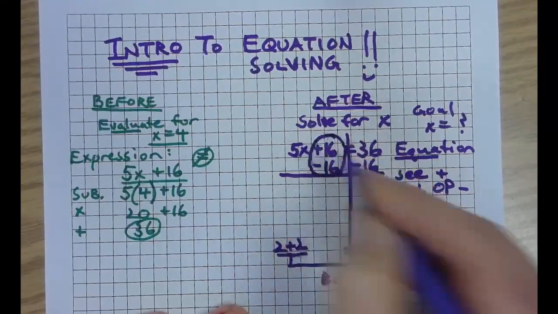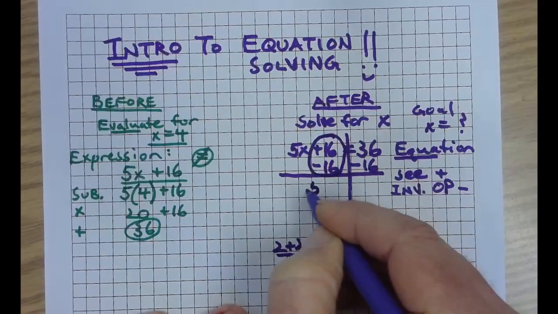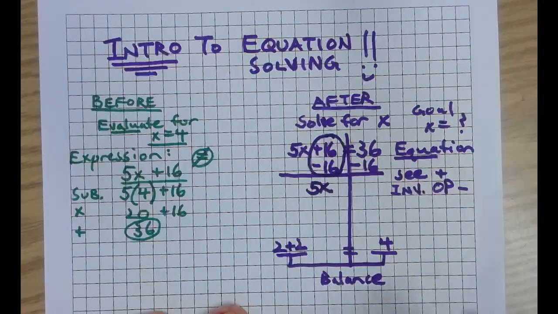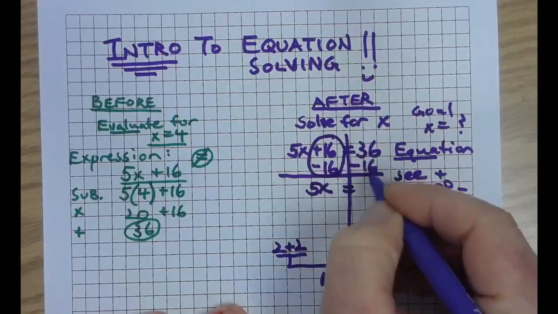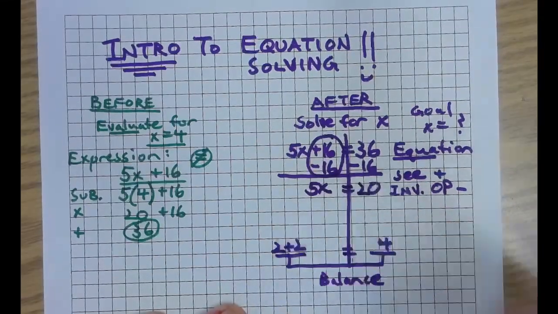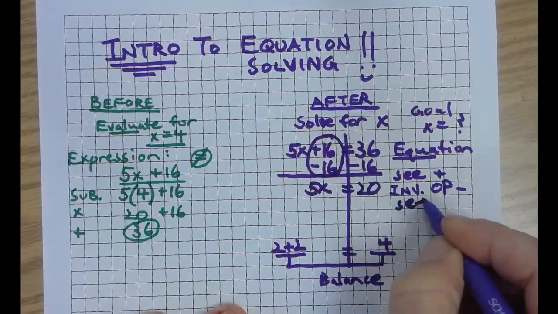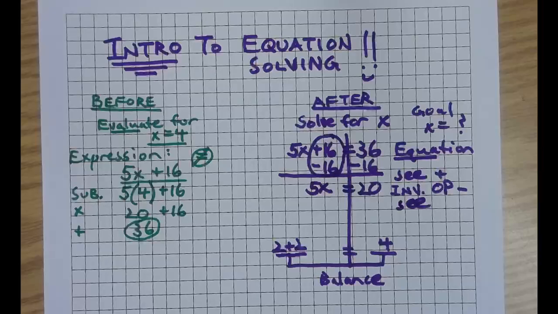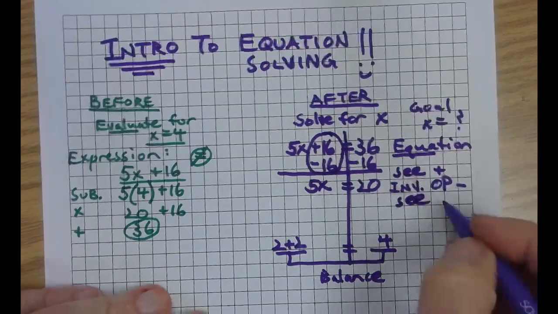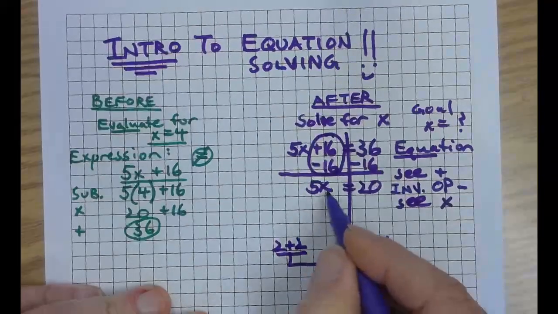You can emphasize that by circling it. Here's a 5x. Step 1, we're gradually getting the x all by itself. 36 minus 16 is 20. Now what do you see happening on the left side? 5x, what does that mean? 5 plus x? 5 divided by x? What does that mean? It means 5 times x.